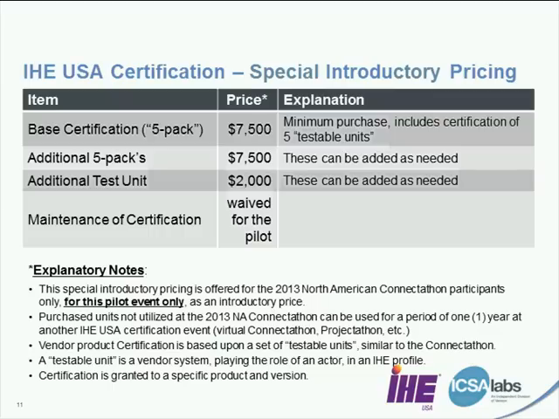A testable unit, as I mentioned, is a combination of an actor and a profile. So vendors will typically come to the table with several items that they would like to test and get certified within a profile or across multiple profiles. These are all testable units. So the entry point is $7,500 for a 5-pack.